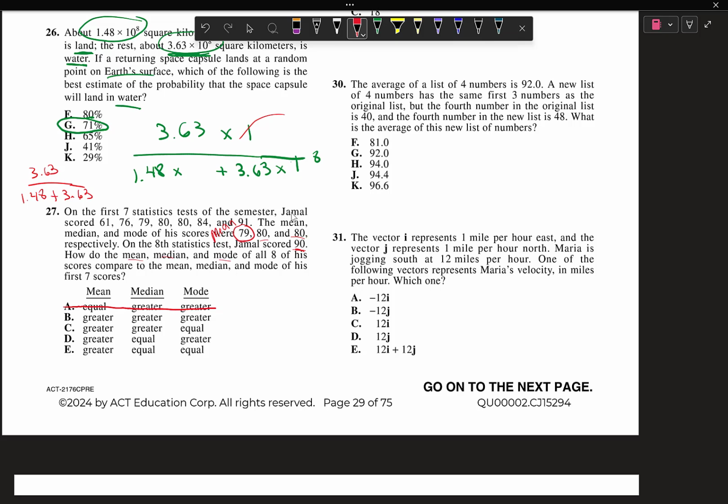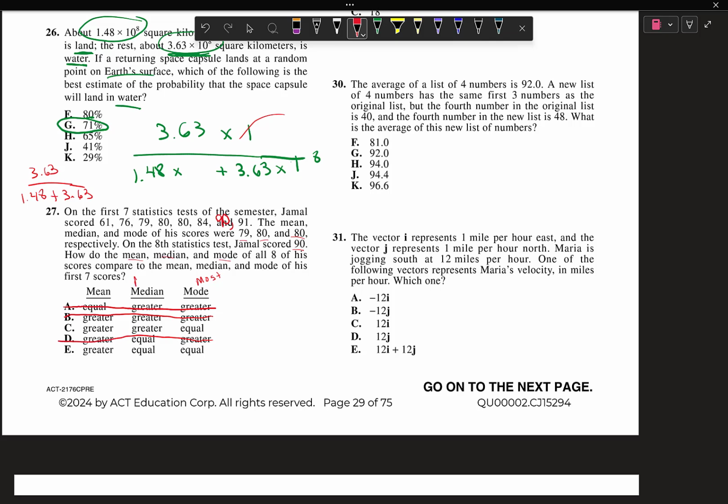Second easiest might be mode, though. Mode, remember, is the number that shows up the most. Mode, most. So what number showed up the most in this problem previously? Looks like 80. 80 shows up twice. So if he scores a 90 and we include 90, in fact, you know what I'm going to do? I'm going to actually write 90 right here. If we put a 90 in there, does that change the mode? No. The mode is still 80 because 80 still shows up the most. So the mode has to be equal. So it's not B, it's not D.